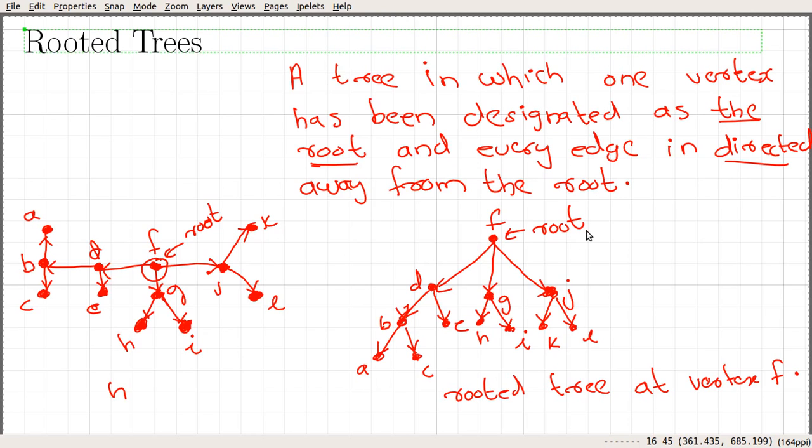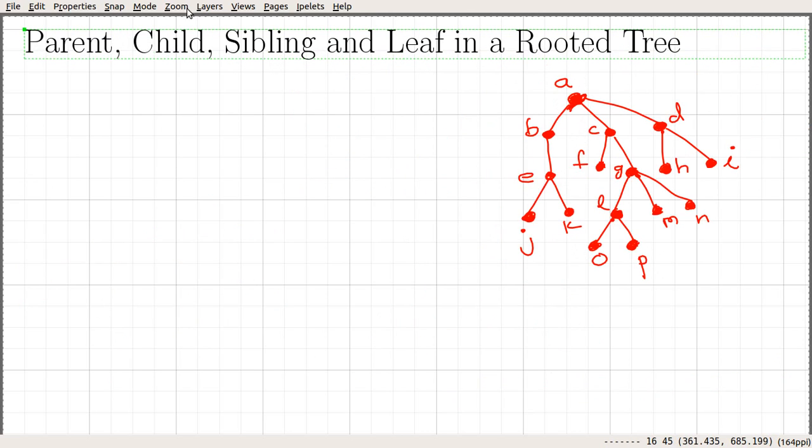Okay, so let's look into some more terms related to rooted trees. Okay, so the definition of what is called a parent, child, sibling, and a leaf in a rooted tree. Okay, so let T be a rooted tree.